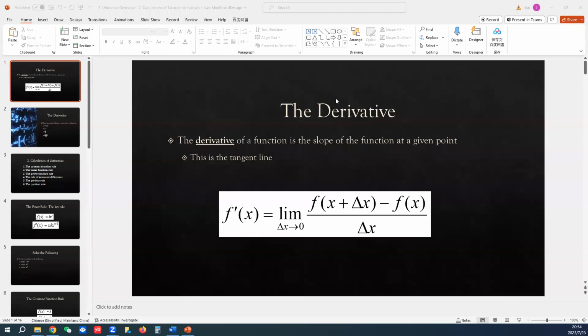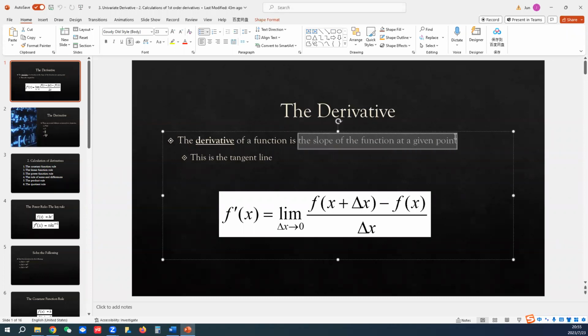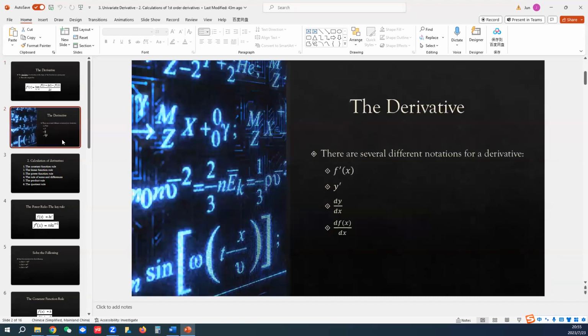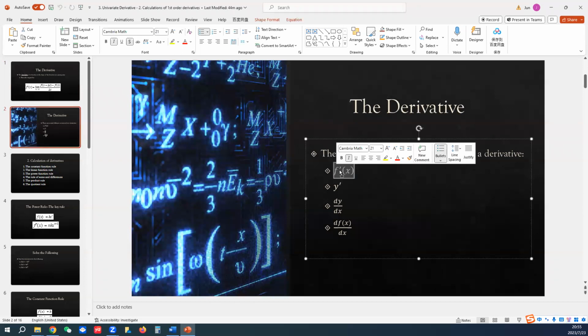Here, I'm going to briefly introduce to you derivative. So the derivative of a function is the slope of the function at a given point, namely the slope of the tangent line to this functional curve at any given point. Okay, so this is exactly the same expression of the tangent line, and here we especially name this function that is derived from the original function as its derivative. So it comes from the original function and is a derivative.